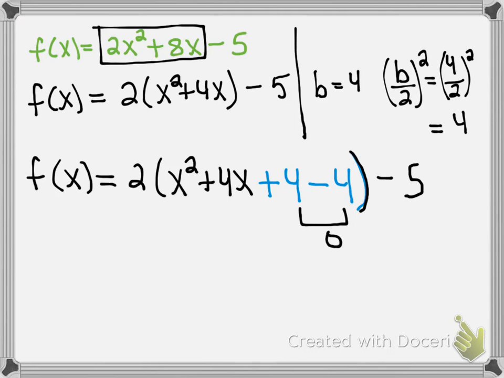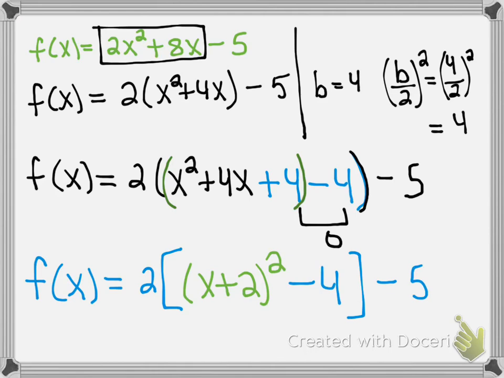This way again we are making sure we are not changing the value or the expression for f of x. Just like before, I'm going to add some parentheses around those first 3 terms inside the parentheses. So the x squared plus 4x plus 4, we should be able to factor that as a perfect square. So I've put that in parentheses.